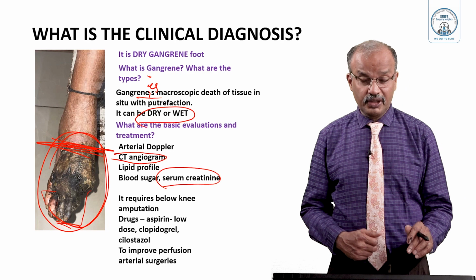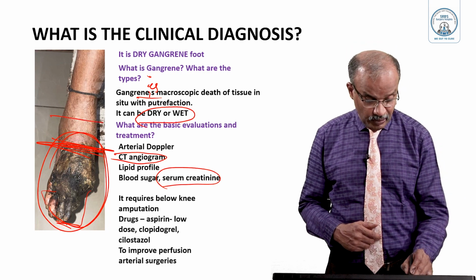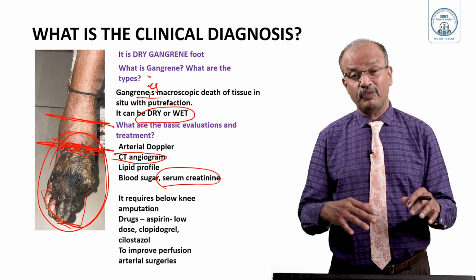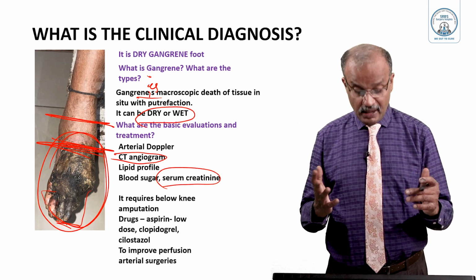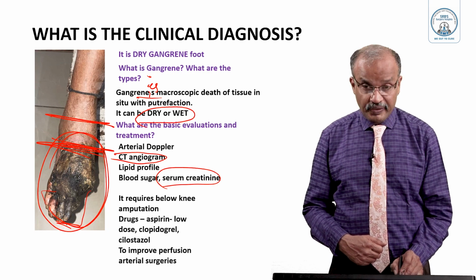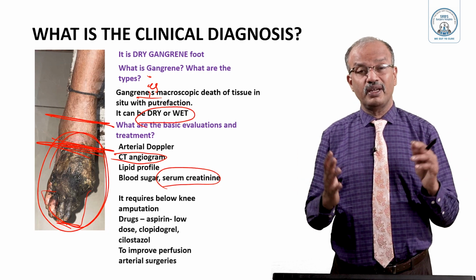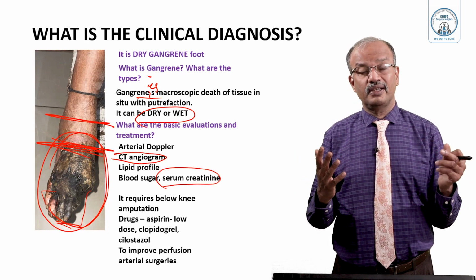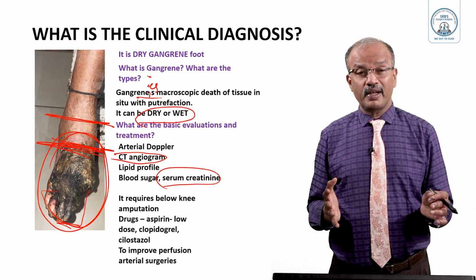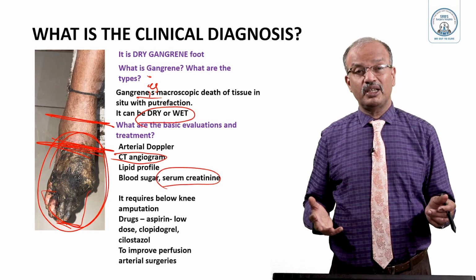And how will you treat it, how will you manage? This patient requires below knee amputation. You can give drugs to maintain the flap or prevent further progression of the disease proximally. You have to give low dose aspirin, clopidogrel, cilostazol, and to improve perfusion you have to do arterial surgery, maybe direct, maybe indirect. Indirect surgeries are sympathectomy and omentoplasty, which are not done now. Direct surgeries are thrombectomy, endarterectomy, profundoplasty.